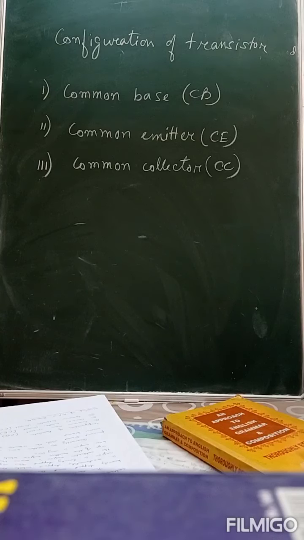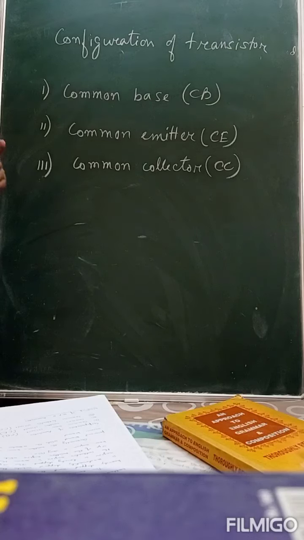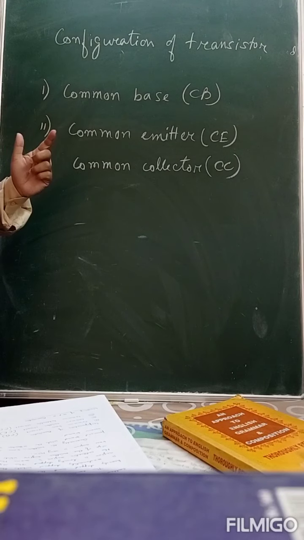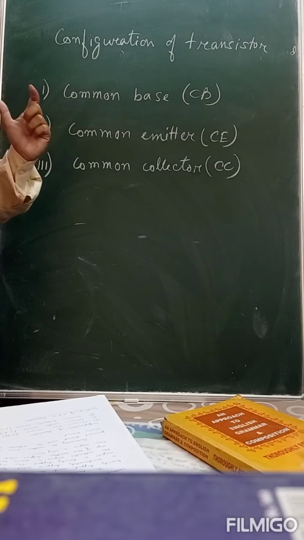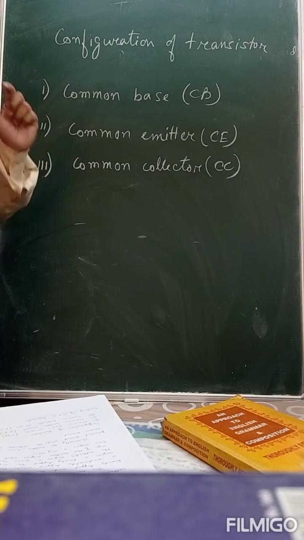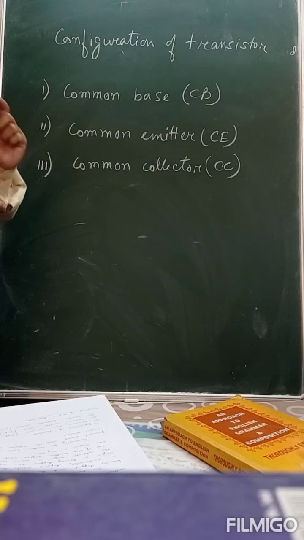Since a transistor has three terminals, in order to connect a transistor in a particular circuit, one of the terminals has to be taken as common. The transistor has three terminals: this is the base, this is the emitter, and this is the collector. So to connect it in a particular circuit, one of the terminals is taken common.